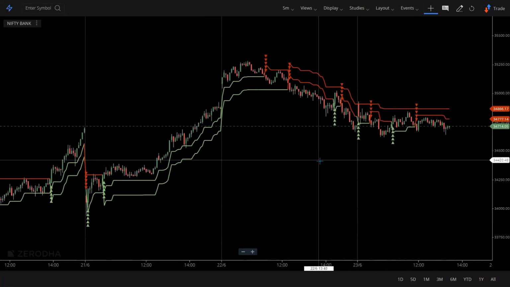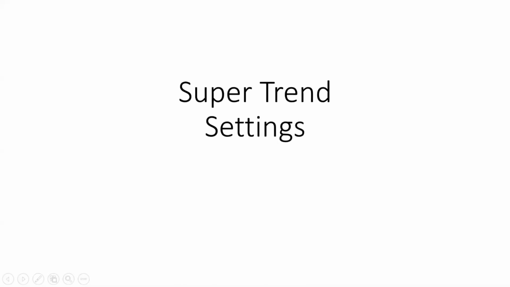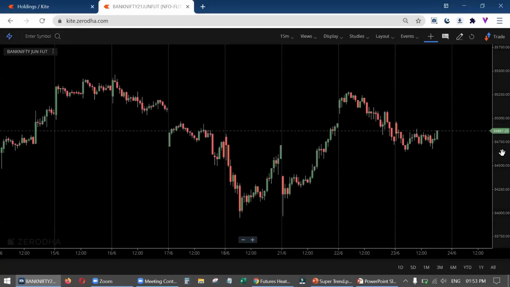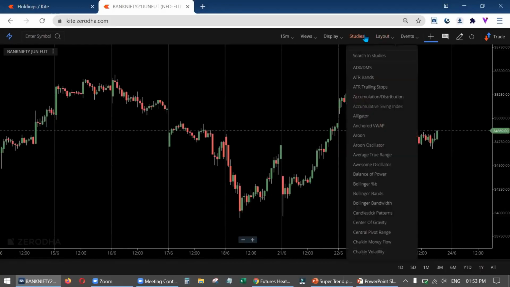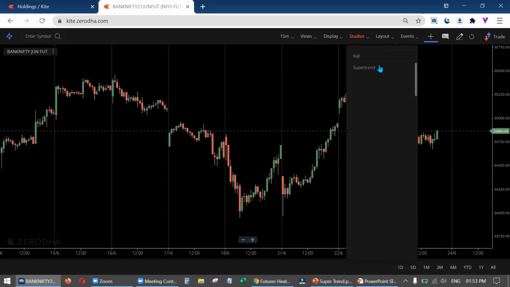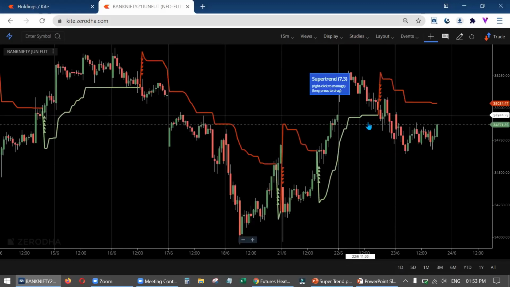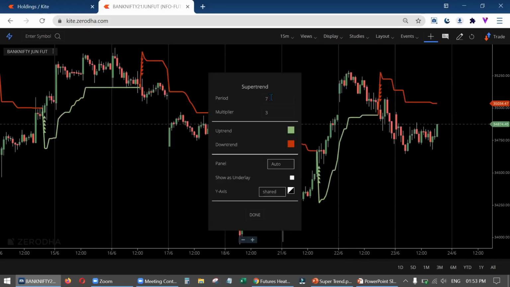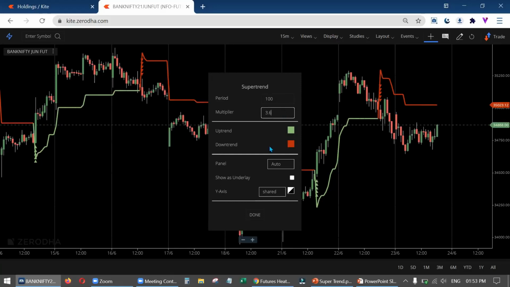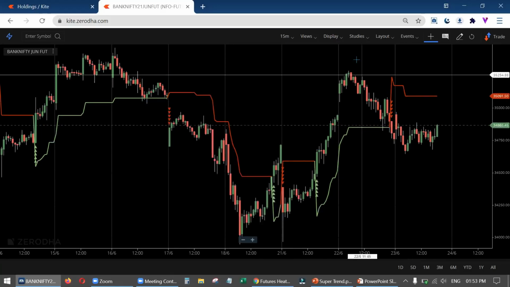So now I have exclusively taken this for the 5 minutes chart because we are talking about intraday trading. So what we did is we learned the Supertrend settings earlier. Let's quickly take a look at how to reapply them. We'll go to the studies, then search for Supertrend. Once we have the Supertrend line, we can go to the settings of the line, change this to 100 period and change this multiplier to 3.6. So this would be the first setting.